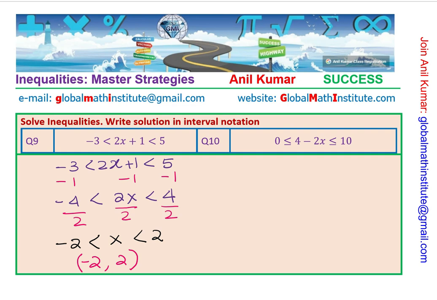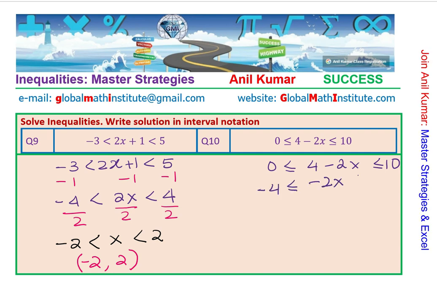Now the last one here is slightly more tricky. So let's begin by copying the question, which is 0 less than equal to 4 minus 2x less than equal to 10. So first step, what we should do is take away 4. So we get minus 4 is less than equal to minus 2x is less than equal to 10 minus 4, which is 6. So we have subtracted 4 from all the three parts, right?